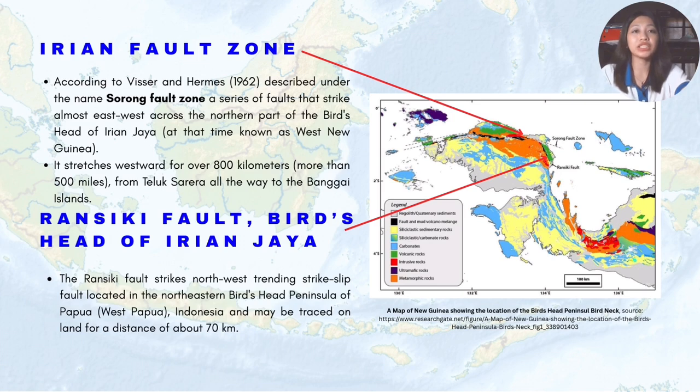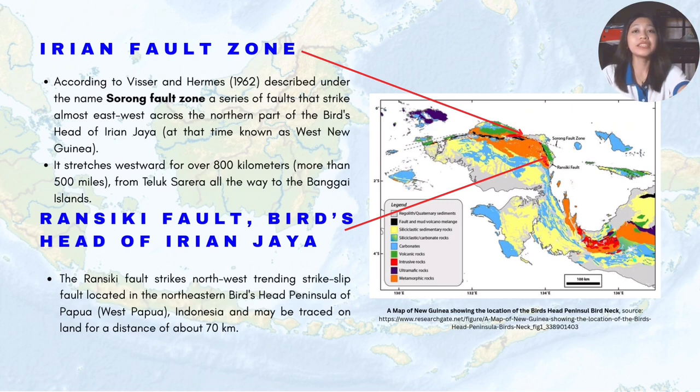It also stretches westward for over 800 kilometers or more than 500 miles from Teluk Sarera all the way to the Banggai Islands. And the Sorong Fault Zone is one of the two major faults formed by the collision of the Australian and Pacific plates, wherein the other one is the Ramu-Markham Fault Zone.